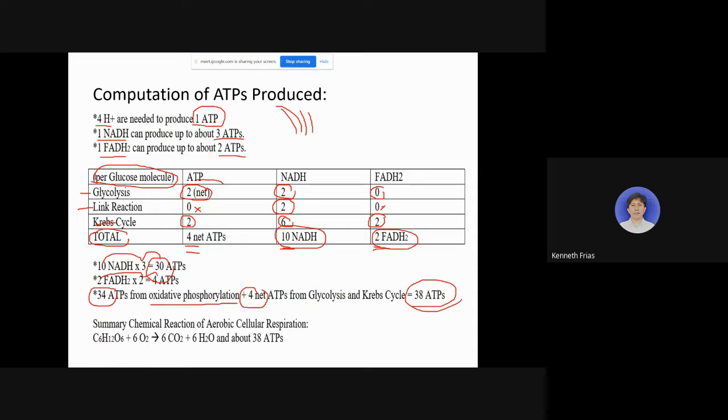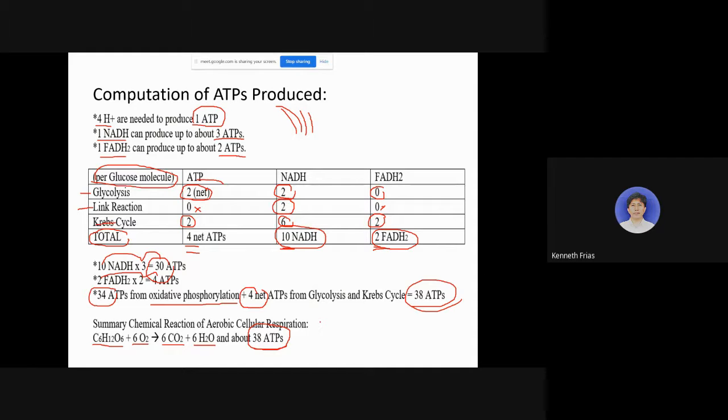So the summary of the chemical reaction, as we have shown a while ago in the previous slides: one glucose molecule together with six molecules of oxygen will produce six molecules of carbon dioxide as waste material, and six water molecules. Remember, this happens in the electron transport chain, and due to that overall process, it's able to assemble about 38 ATP molecules. So that's how the computation of ATPs is done.